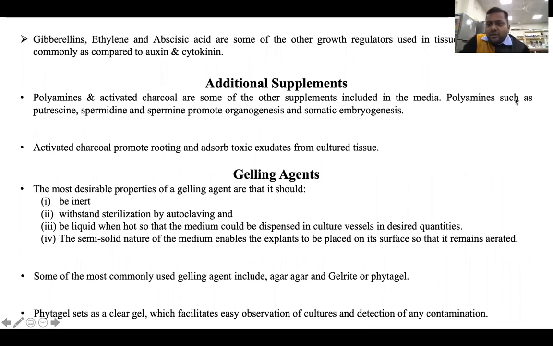Now, as I mentioned, gibberellins, auxins and cytokinins are the two most commonly used. In some cases, gibberellins, ethylene, and abscisic acid are also used, but very, very rarely. In fact, to be honest, I have never used gibberellins, ethylene, or abscisic acid as far as tissue culture is concerned. I have never done that actually.